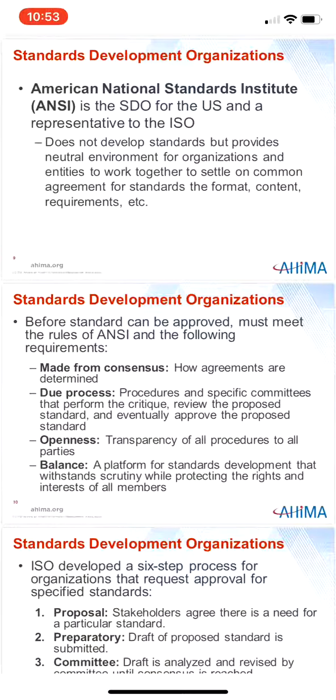But before a standard can be approved, it must meet the rules of ANSI and the following requirements. It must be made from consensus. It has due process, procedures, and specific committees that perform the critique, review the proposed standard, and eventually approve the proposed standard. Openness, transparency of all procedures to all parties. And balance, a platform for standards development that withstands scrutiny while protecting the rights and interests of all the members.